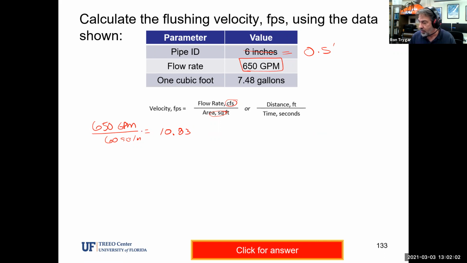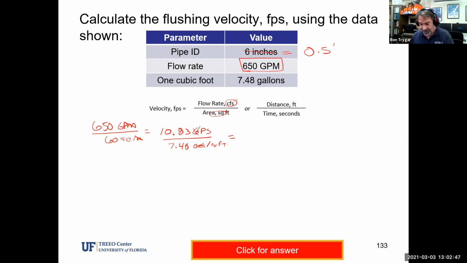And my units now, the minutes cancel out, I'm left with gallons per second. Now that doesn't get us into cubic feet per second, because we haven't done anything yet with the 7.48. Remember, I said there's multiple ways you can come up with the same answer. So we've got gallons per second. Let's convert this into cubic feet per second by dividing by 7.48 gallons per cubic foot. And when we're done with this calculation, again, the gallons cross out, and we're left with cubic feet per second.